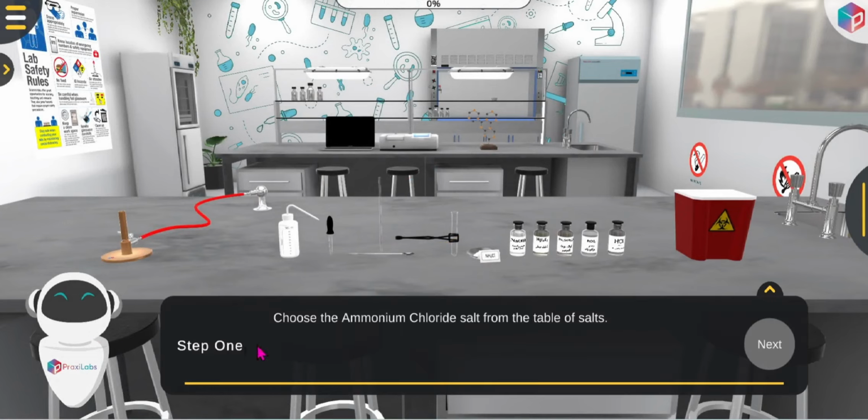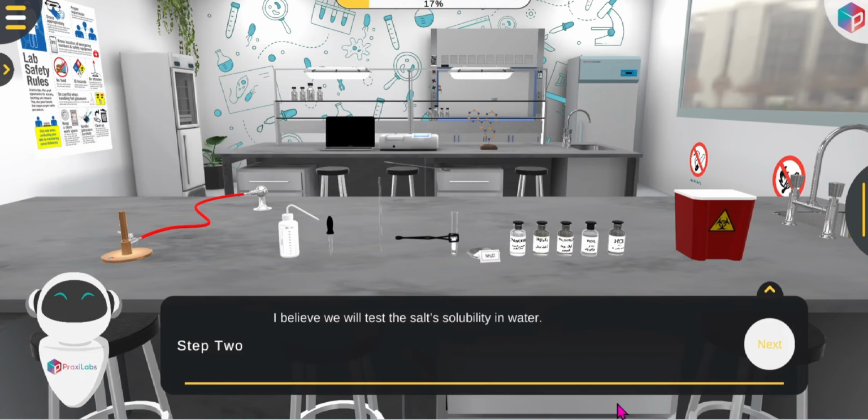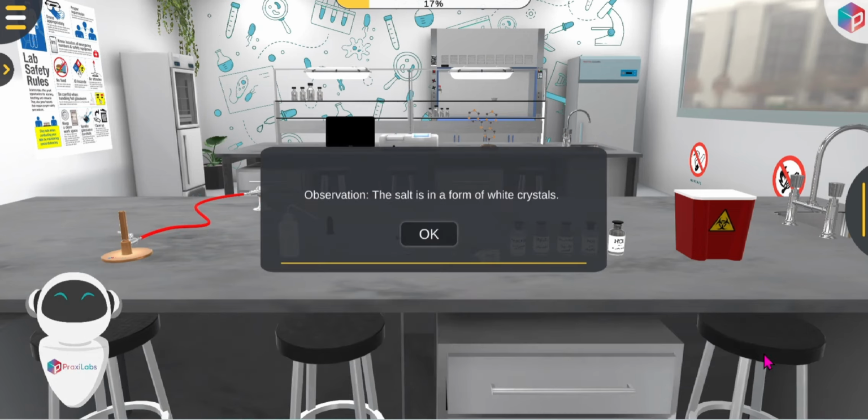Step 1. Choose the ammonium chloride salt from the table of salts. Observation: the salt is in a form of white crystals.